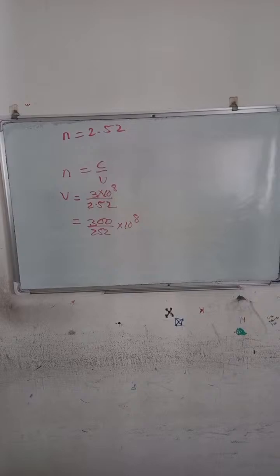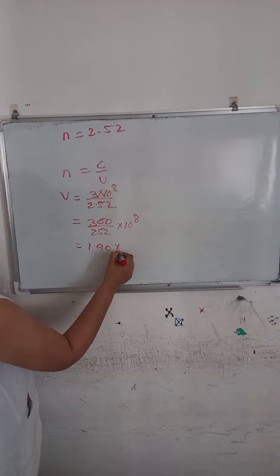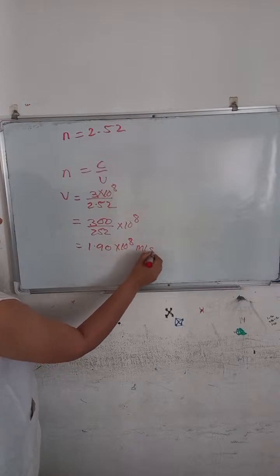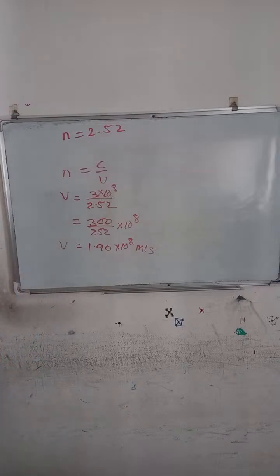300 divided by 2.52 is, I think, 1.190. So 1.190 into 10 raised to 8 meter per second. So this much speed is there in the medium. So if the diamond has a refractive index of 2.52, then the speed of light in the diamond is 1.19 into 10 raised to 8 meter per second.